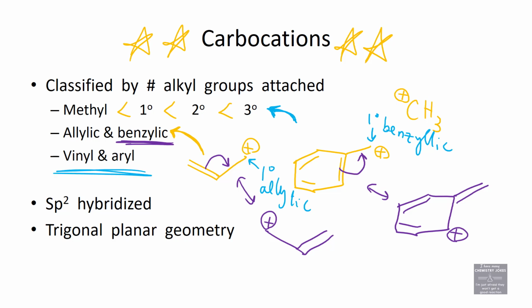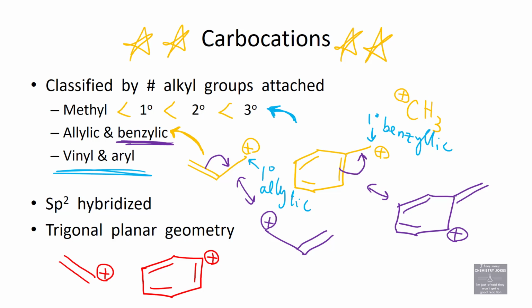Vinyl and aryl. I'm going to draw those in red because vinyl and aryl are no good. We just mentioned what vinyl was in the last video. That is a vinyl carbocation. It's not on the carbon attached to the double bond. It's on the carbon that is the double bond carbon. Aryl is like benzylic but bad. Aryl means a positive charge, a carbocation, directly on a benzene. Those things are terrible. Really bad. Don't do that.